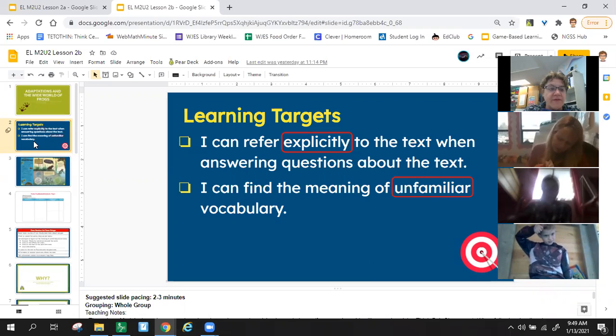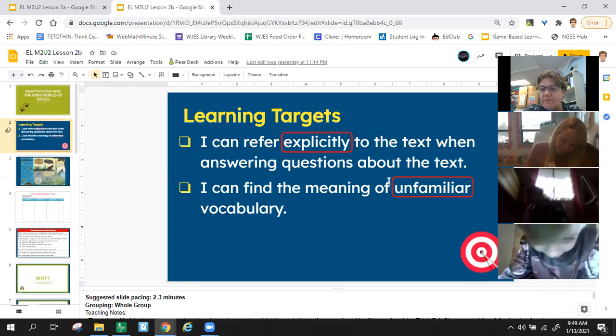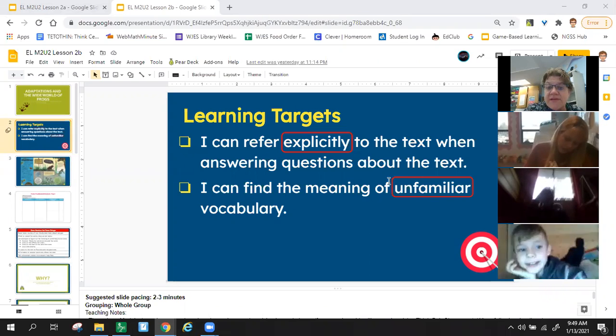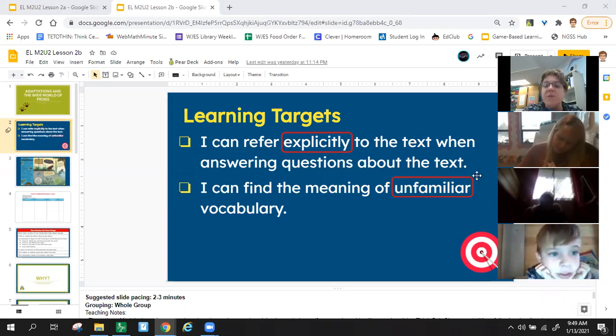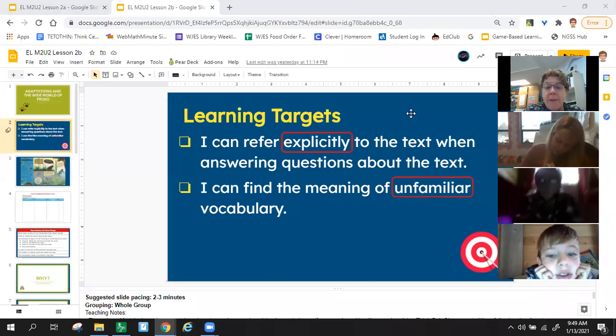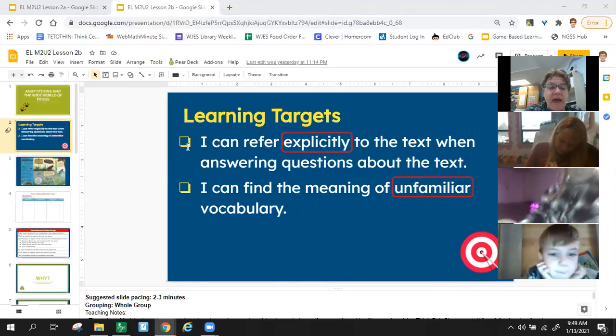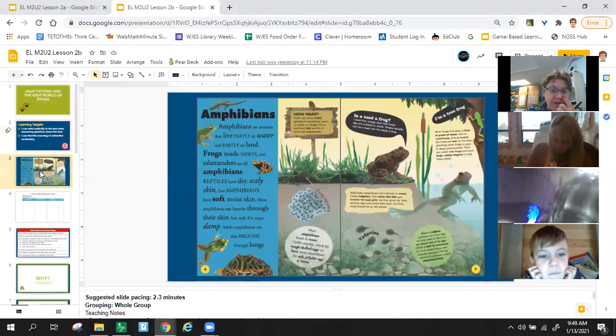We know one of the techniques that we can use when we are trying to work on unfamiliar vocabulary is the context, but we also can use a dictionary. And we know that a glossary is one of the text features that we talked about on Monday that some nonfiction, informational texts have. All right, so yesterday we embarked on page 6 and 7.